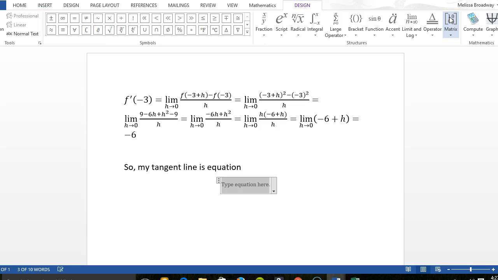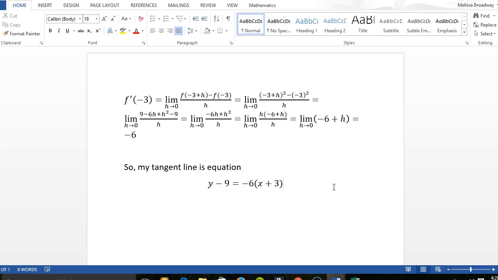So now in point slope, you remember we're passing through negative 3 comma 9. So we do y minus the 9 equals my slope, which is my derivative. Derivative is slope, by the way, negative 6. And then I do x minus a negative, which is x plus 3. And I'm really done if you want point slope.